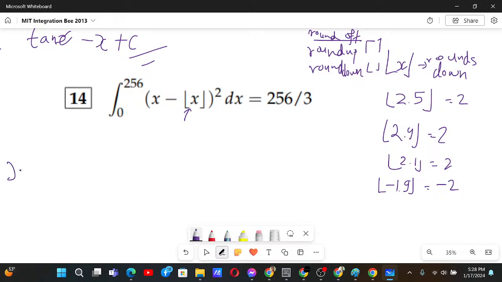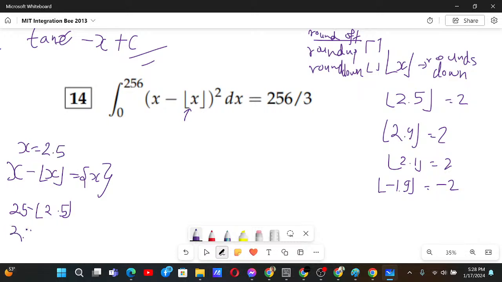And if we subtract a number with its round down number, the fraction that remains is called fractional part. So for x equals 2.5, if we just do this, we will have 2.5 minus 2. So the 0.5 that remains is called fractional part. Yeah, so this is actually fractional part. And now when there's a g function, there's a special way to evaluate this sort of integrals.